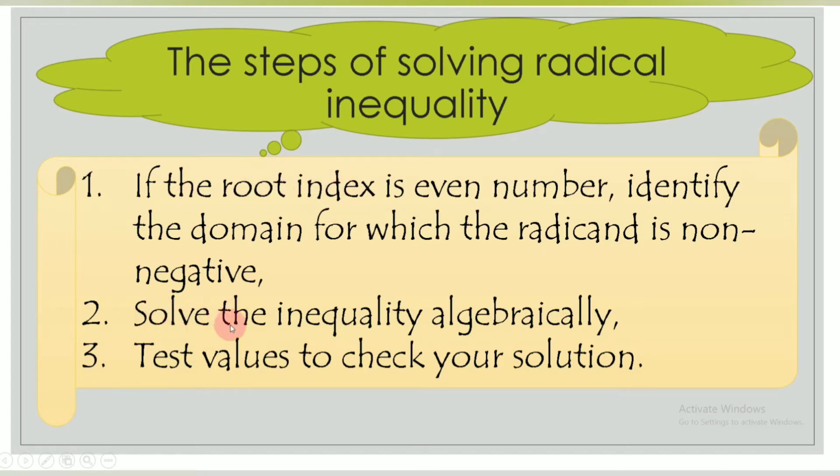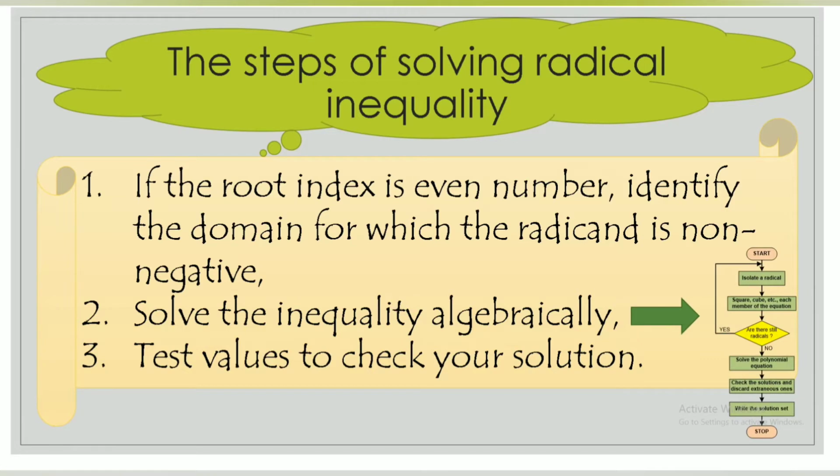The second step is to solve the inequality algebraically. For this one, of course, you need to recall the steps when you solve equations, because it will be the same. You isolate the radical and then you square or cube both sides, and if you still have radicals, you repeat the steps until you get rid of all the radicals and then you solve it. Just recall all the steps for solving equations.